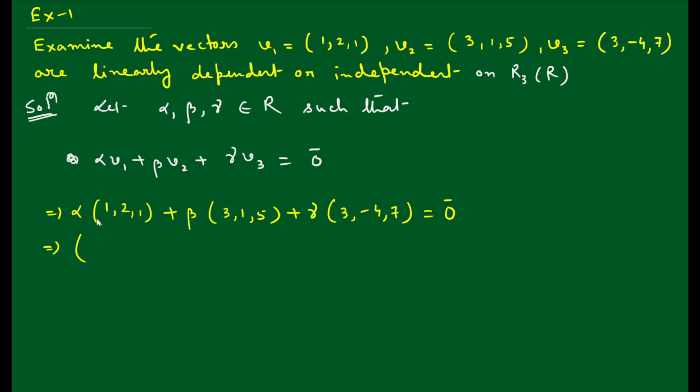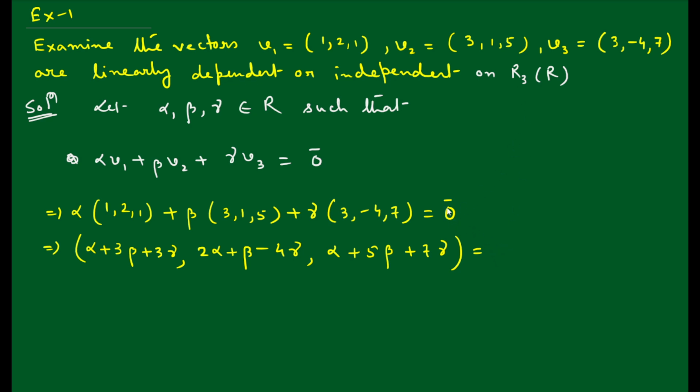So now just combine them. Alpha into 1 plus 3 beta plus 3 gamma. All the first elements we have to write together. Now the second element: alpha into 2 plus beta into 1 plus gamma into minus 4, so minus 4 gamma, and then alpha plus 5 beta plus 7 gamma. Now see, this is 0 bar, so 0 bar is the additive identity of R cube.